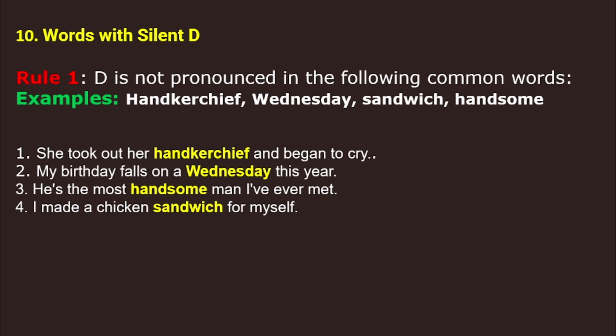Let's look at the 10th word with silent D. Rule number 1: D is not pronounced in the following common words. Let's look at the examples. Handkerchief, Wednesday, sandwich, handsome. Let's look at the example. She took out a handkerchief and began to cry. My birthday falls on a Wednesday this year. He's the most handsome man I've ever met. I made a chicken sandwich for myself.